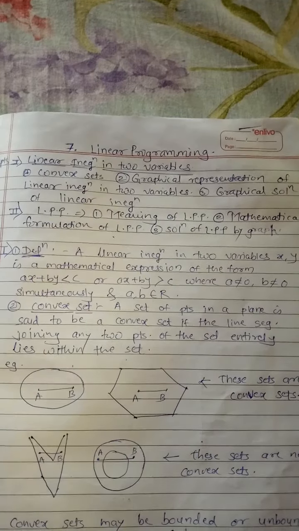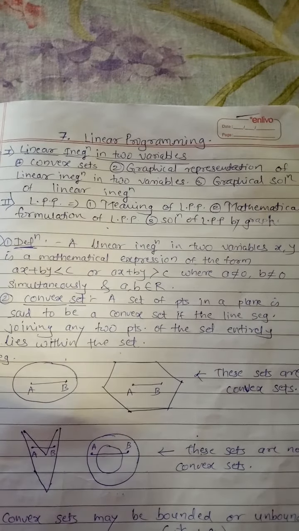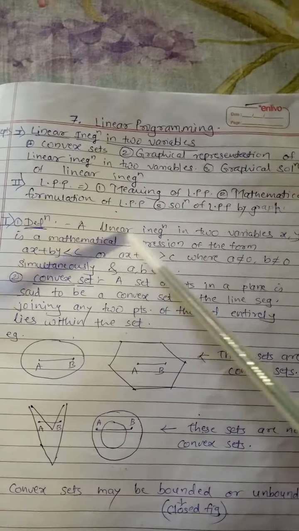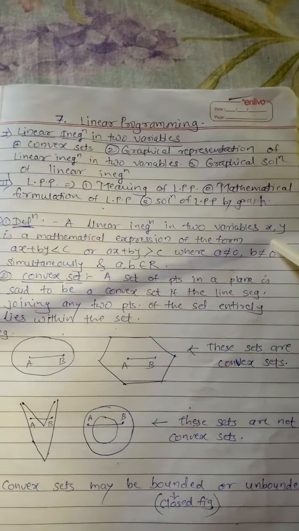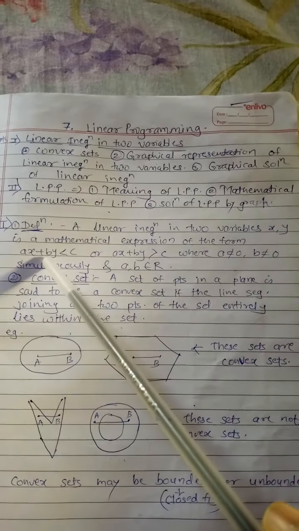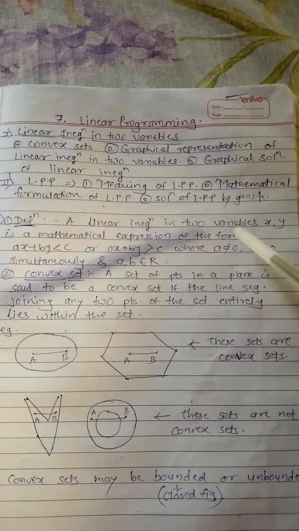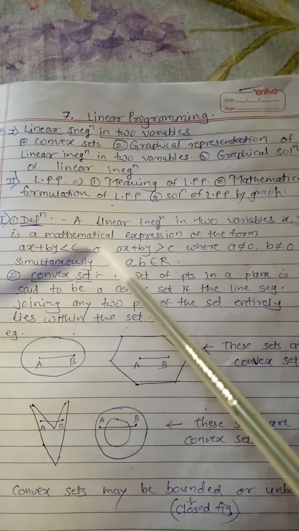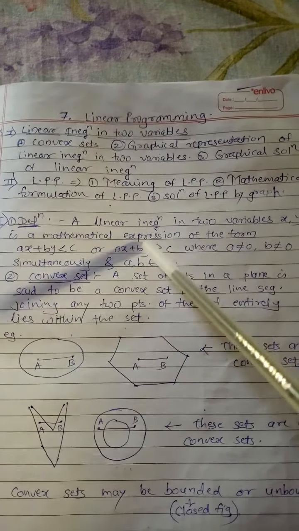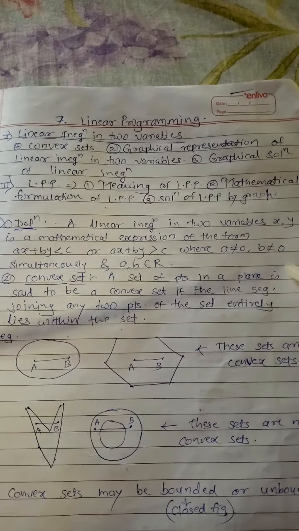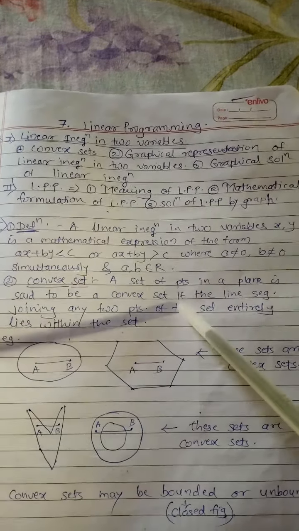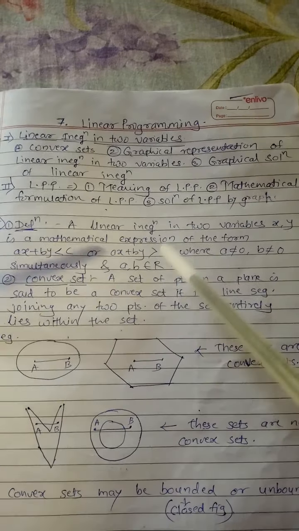So first we are going to know what is the meaning of linear inequations. This is the definition: a linear inequation in two variables, that is x and y, is a mathematical expression of the form ax plus by less than c, or ax plus by greater than c, where a and b are not equal to 0 simultaneously, and a, b belong to R, means they must be real numbers.